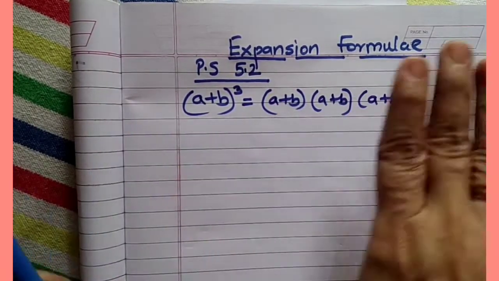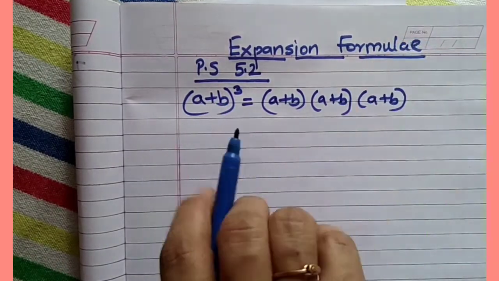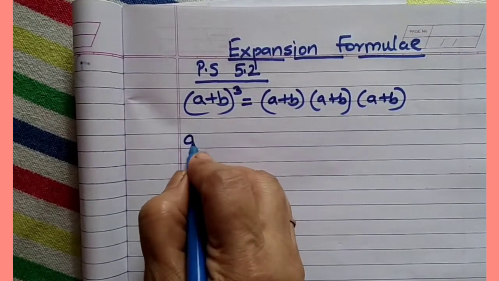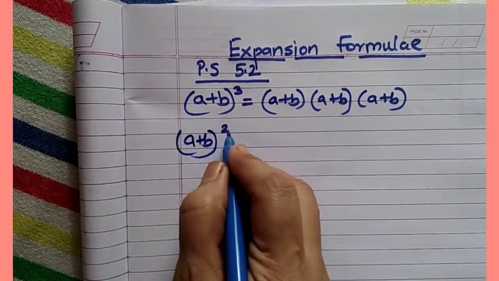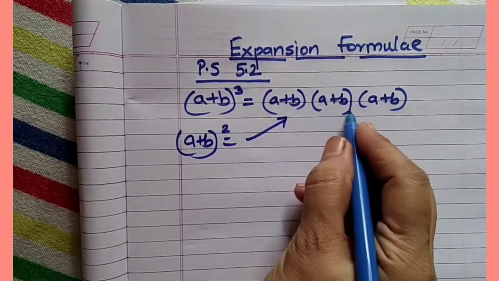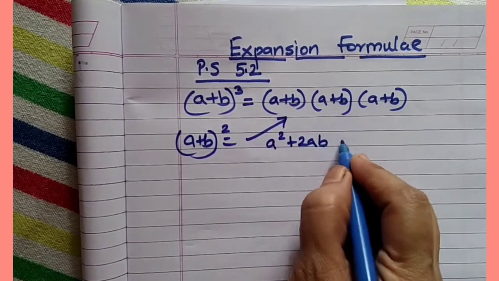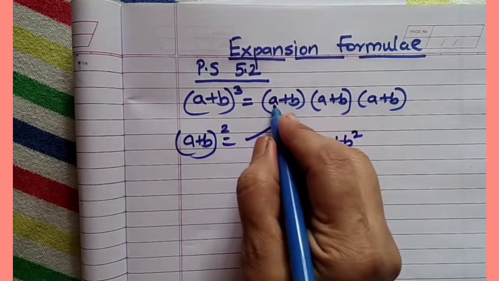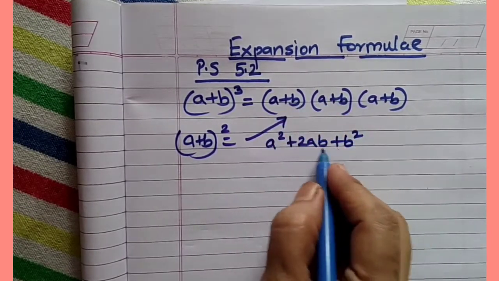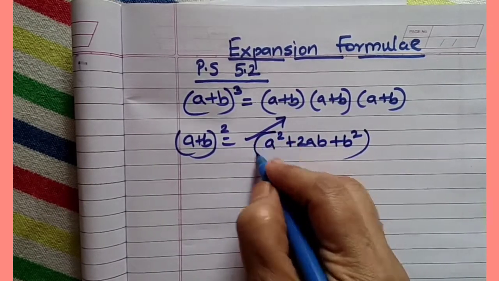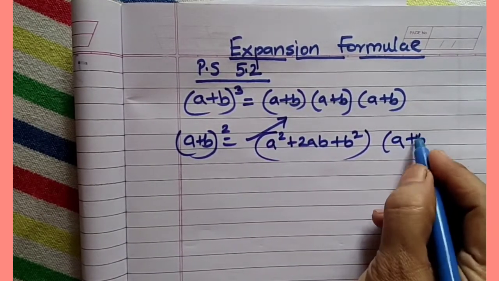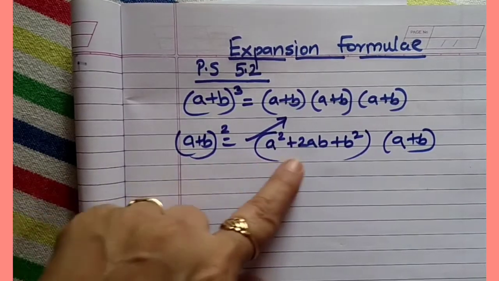Now we know what we get when we multiply a plus b two times. This is (a + b) whole square, (a + b) into (a + b), that will be a^2 + 2ab + b^2. So instead of these two, we can directly write this. Now this we have to multiply with (a + b). I hope you understand why I got this.